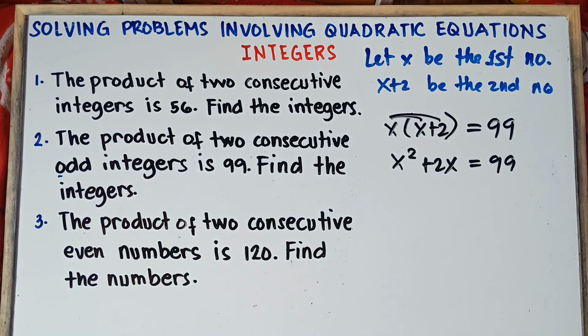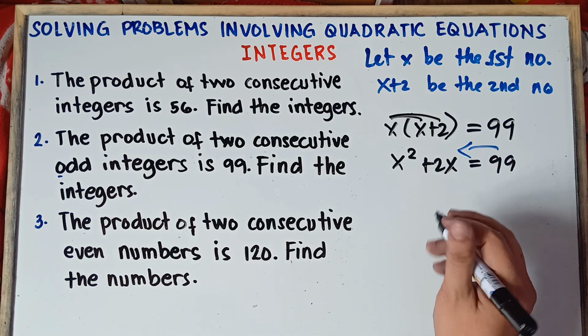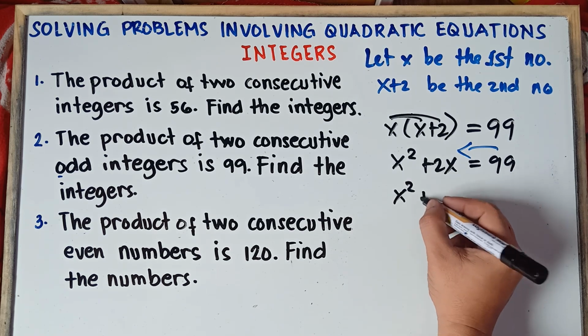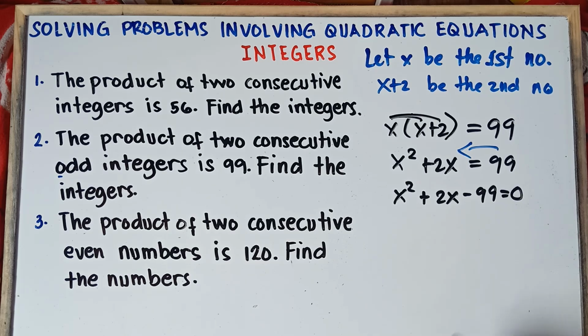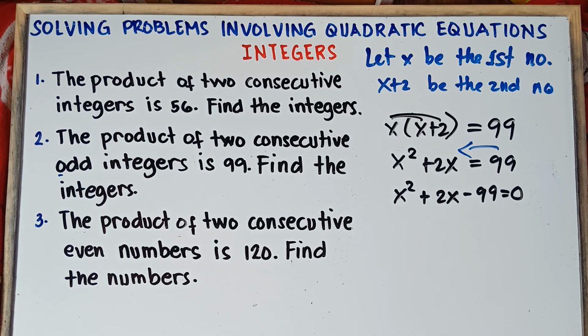And then we transpose 99 from right to left. So this is positive, it will be negative. So x squared plus 2x minus 99 equals 0. And then we factor this out, class.